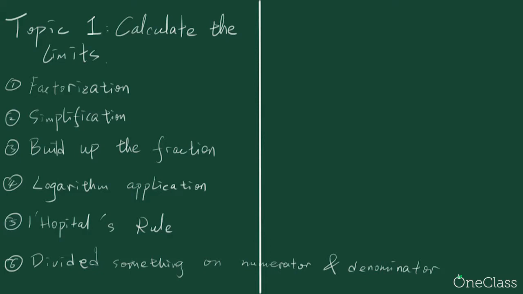And now I'll just briefly introduce these six methods. So the first one, factorization, it means when you see something like a squared minus b squared, you can easily factorize it into a plus b and a minus b. And the second, simplification, is really easy. You see the fraction a times b over a, so cancel these two terms out. So what we're left with is b over 1.